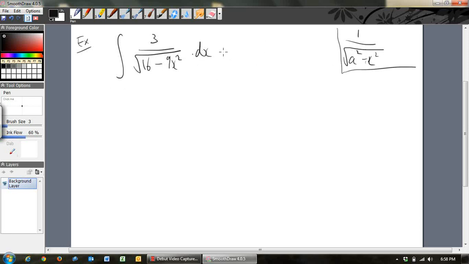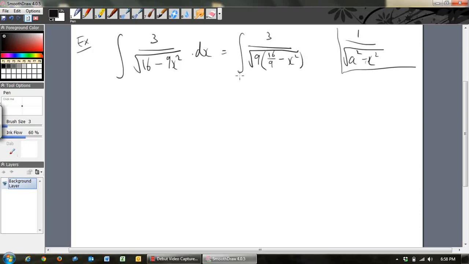So what we need to do first off the bat is to factorize that out, to try and get that number out of there. So what I'm going to do is take 9 as a common factor out of there. So if I take 9 out of there, I get 16/9 minus x squared. Perfect, so that's good.